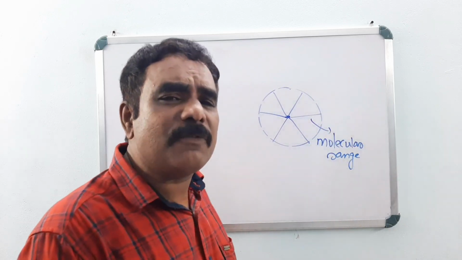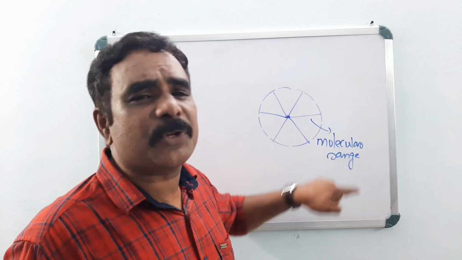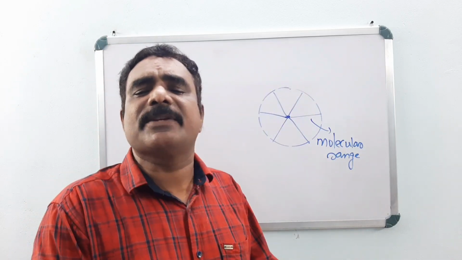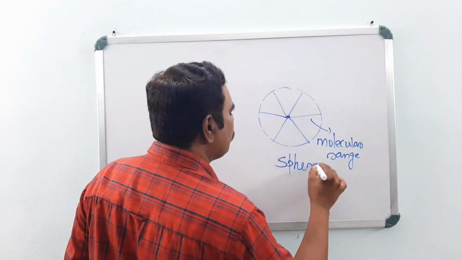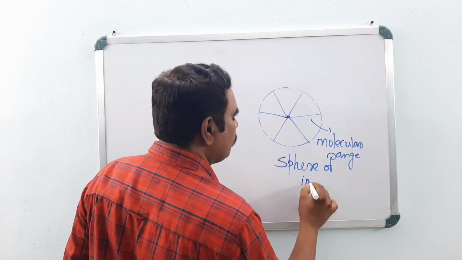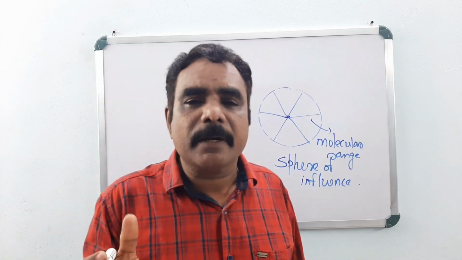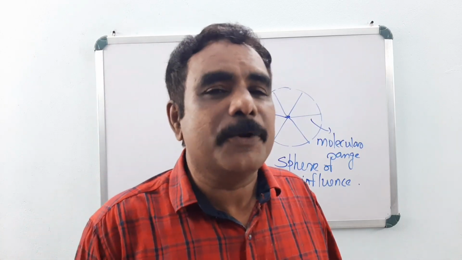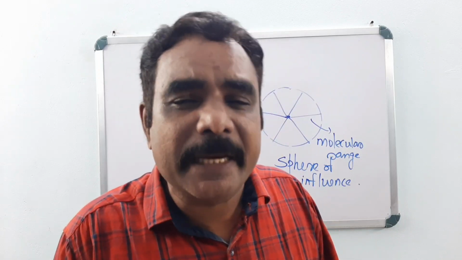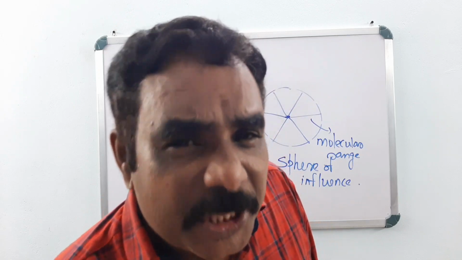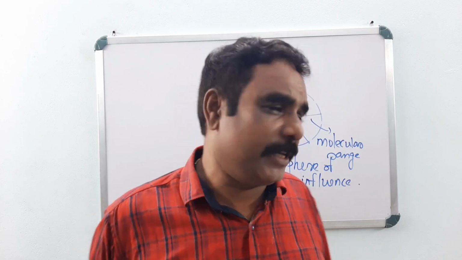So what you have on the board now is a molecule at its center, with molecular range as radius. Now we get a sphere-like structure, and that sphere is called sphere of influence. A sphere, rather an imaginary sphere, drawn around a molecule with molecular range as radius is called sphere of influence. With these terms, we can probe into the cause of surface tension.